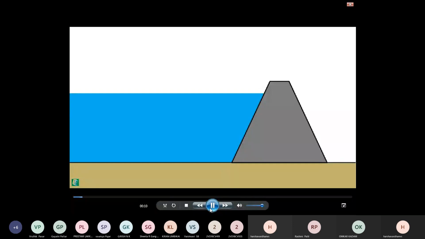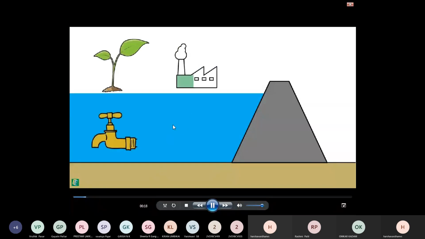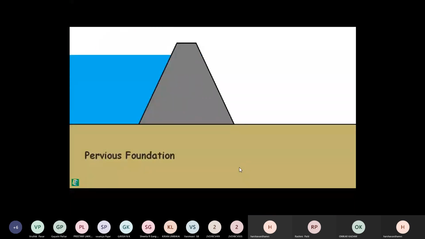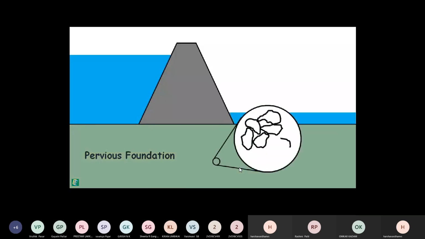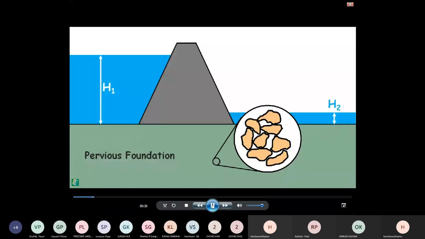When water is stored in the dam, this is the dam, and this is the soil beneath. The dam water is used for drinking, for agriculture, sometimes even for industries. So dams are very important, but if the dam has a pervious foundation, meaning the water can flow beneath, this is my upstream side and this is the downstream side.